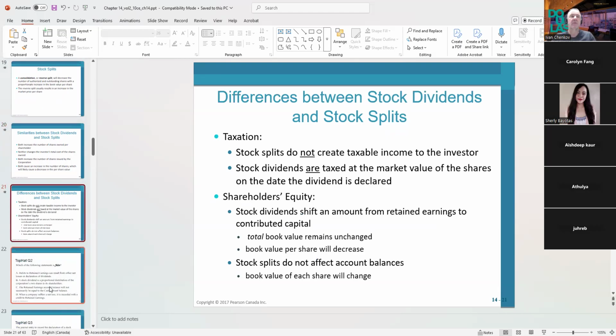Differences. Now, why don't shareholders like stock dividends? Because the stock dividend is taxable.